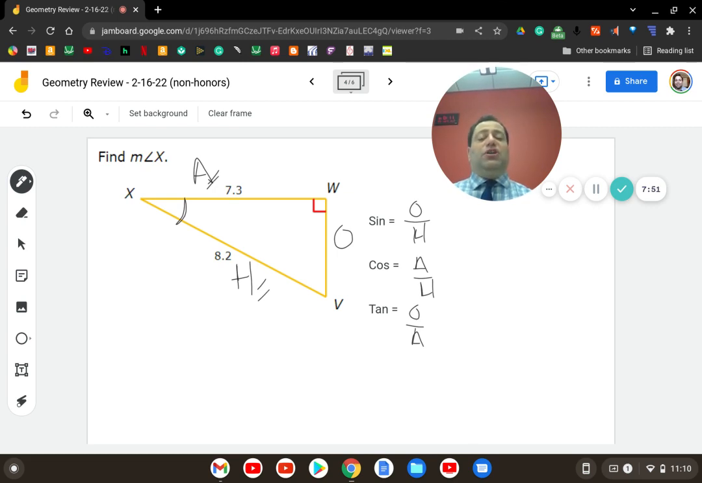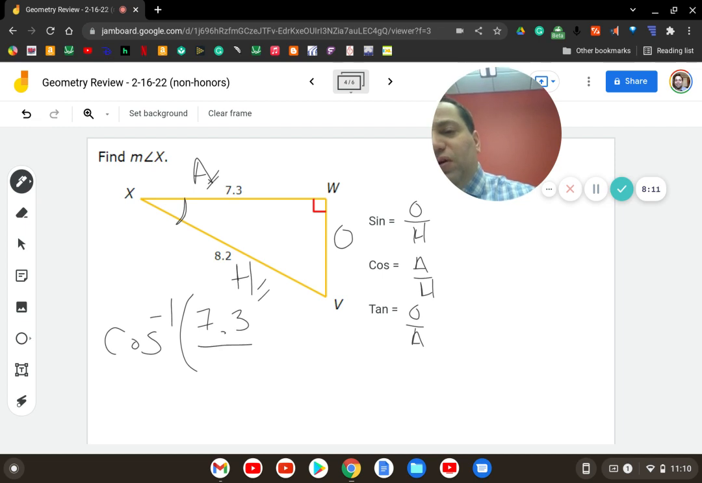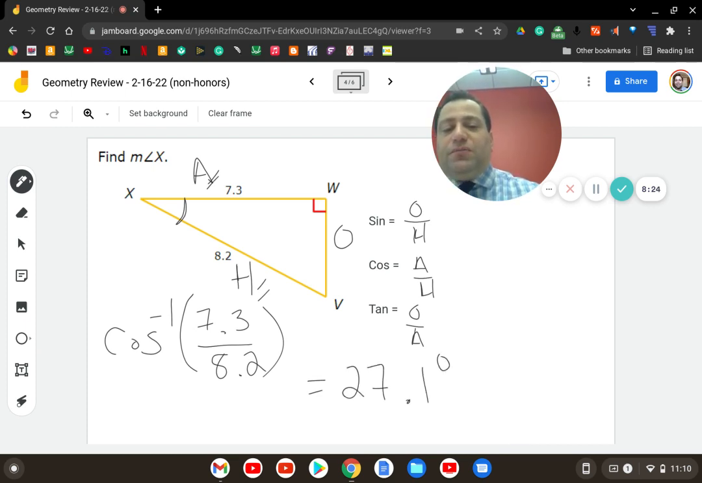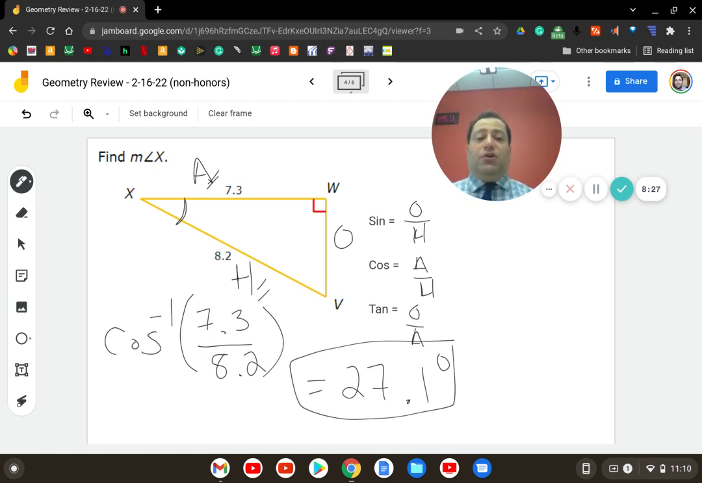Adjacent over hypotenuse is equal to cosine. But since we're trying to find an angle, I'm going to use inverse cosine. So inverse cosine. Keep in mind that it's adjacent over hypotenuse, so it's going to be 7.3 over 8.2. Once I put this into my calculator, I get 27.1 degrees. That is the measure of angle x. Here, you try one.